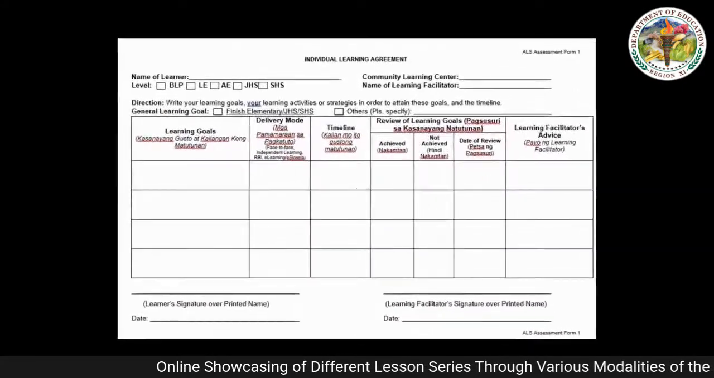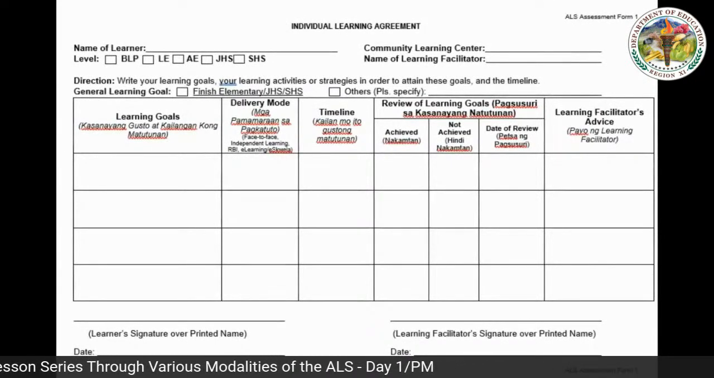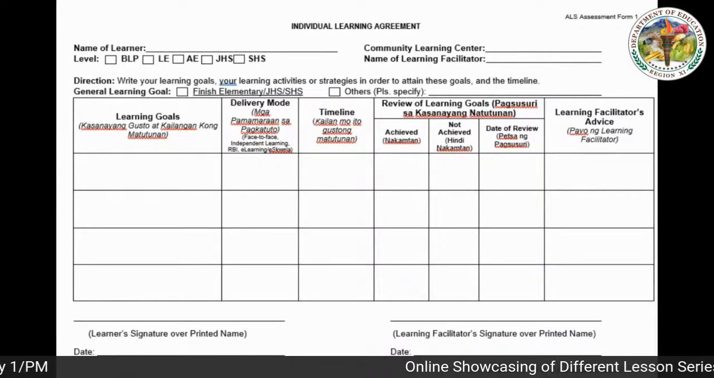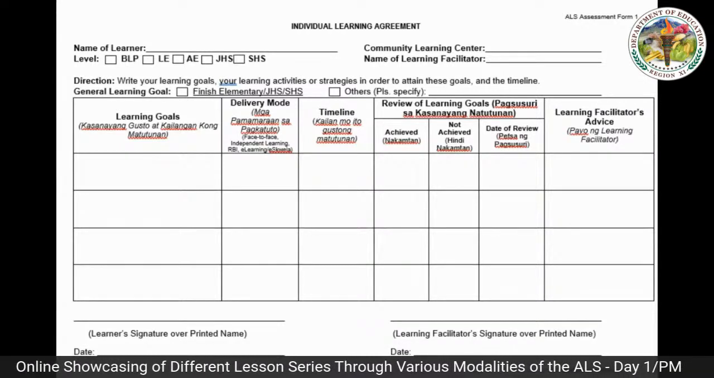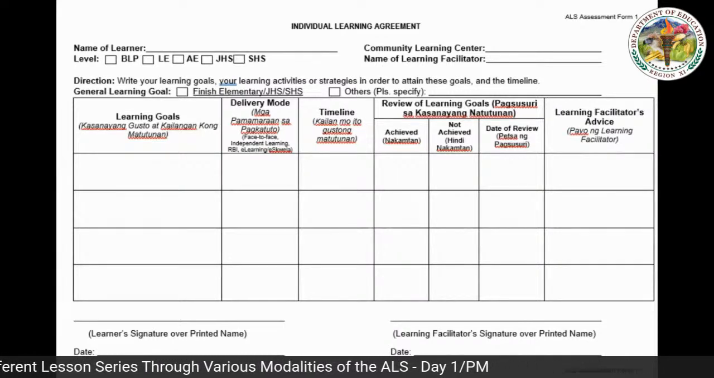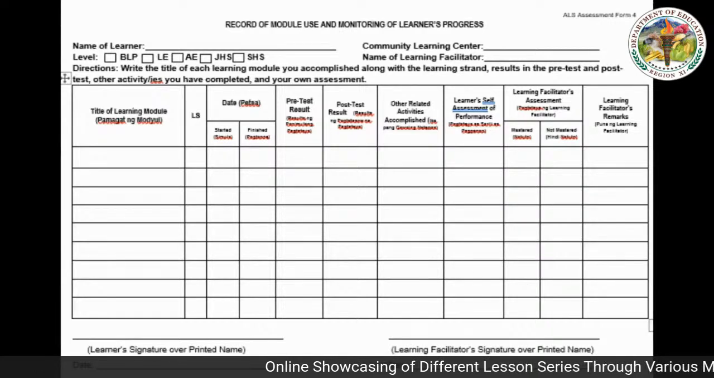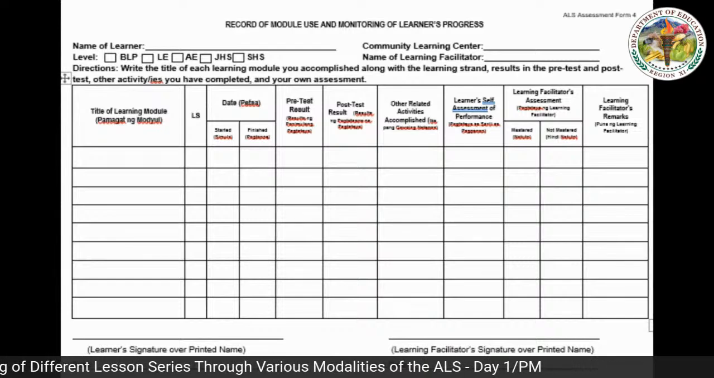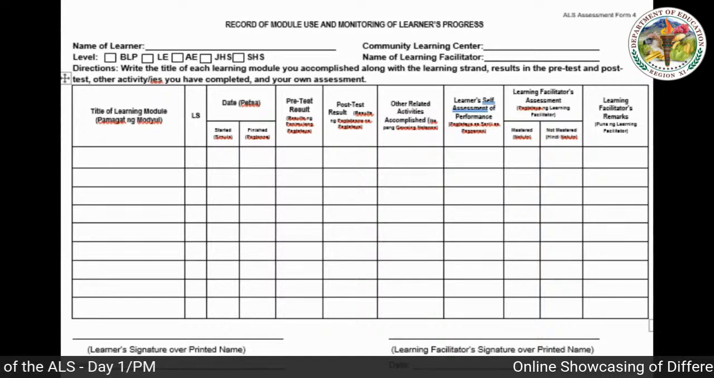The Individual Learning Agreement, or ILA, is a plan between the learning facilitator and each learner. The plan records what the learner wants to learn, learning goals, and how, learning activities and strategies, and when, timeline, the learner wants to achieve the learning goals. Furthermore, this form guides the learning facilitator in the review of learning goals of the learner, whether those were achieved, not achieved, or modified. It also helps the learning facilitator provide appropriate learning interventions to the learner.